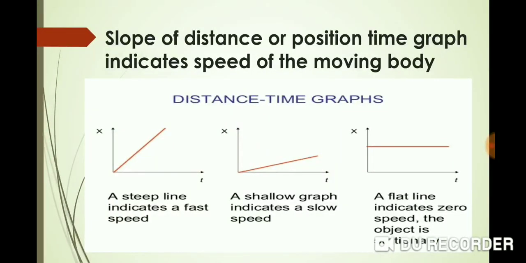Thus it is important to note here that the slope of a distance or position time graph indicates the speed of the moving body. A steep line indicates a fast speed, a shallow graph indicates a slow speed, and a flat line where there is no slope indicates 0 speed. That is, the object is stationary.